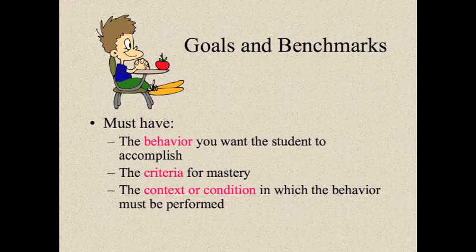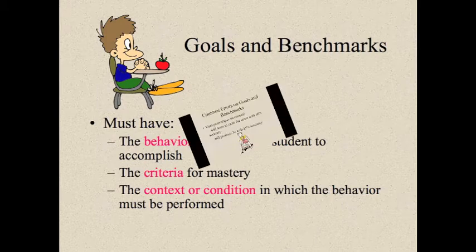Here are your 3 must-haves for the perfect goal: the behavior you want the child to accomplish, the criteria for mastery, and the context or condition in which the behaviors must be performed.